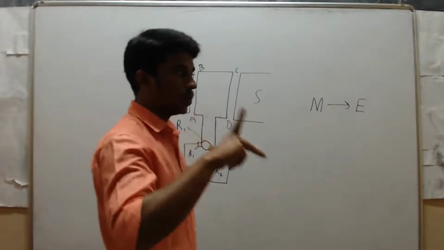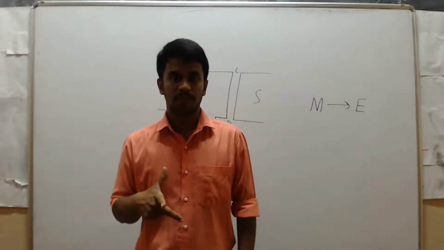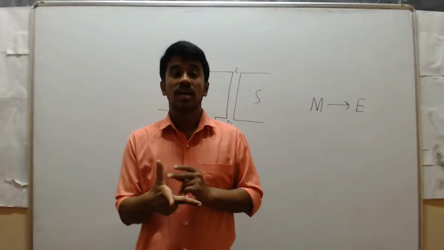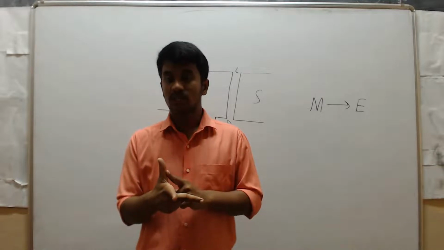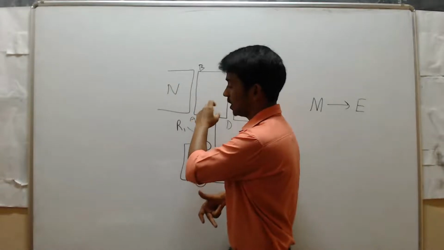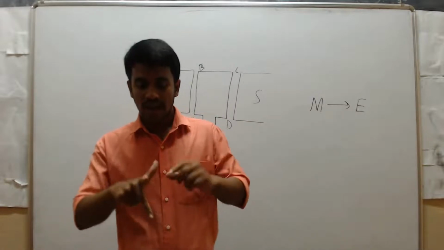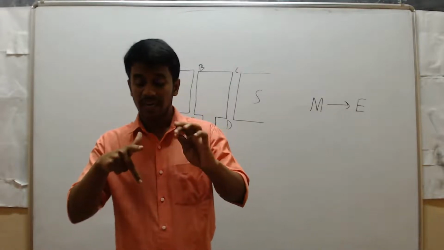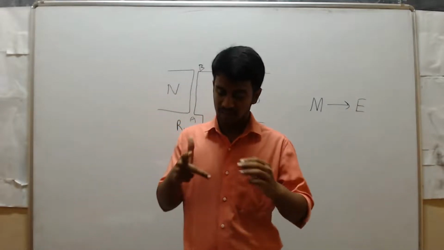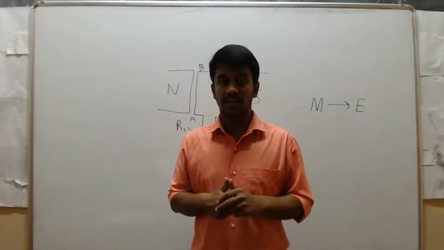See here, you have to hold the first 3 fingers of the right hand mutually perpendicular to each other. This thumb shows the direction of the motion of the coil, in which direction you are rotating this coil. The forefinger shows the direction of the magnetic field, and the middle finger shows the direction of the electric current, in which direction the current is induced.